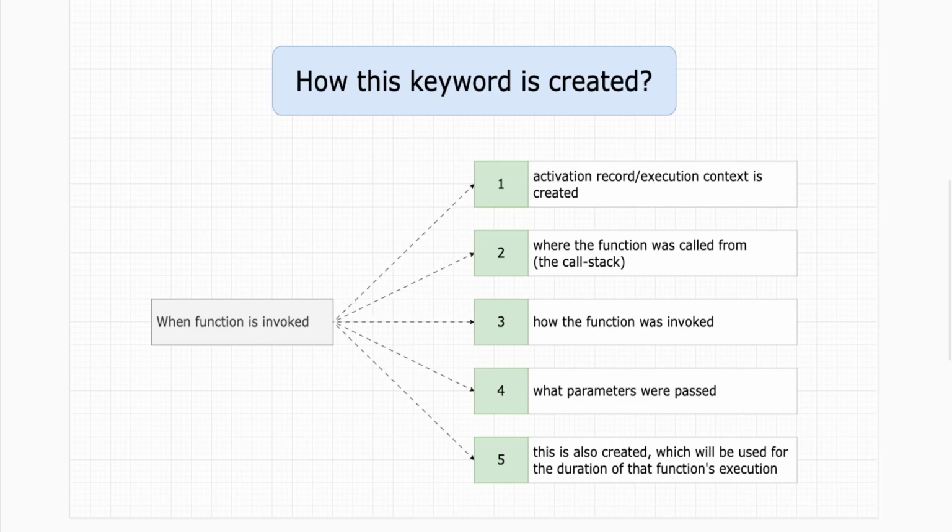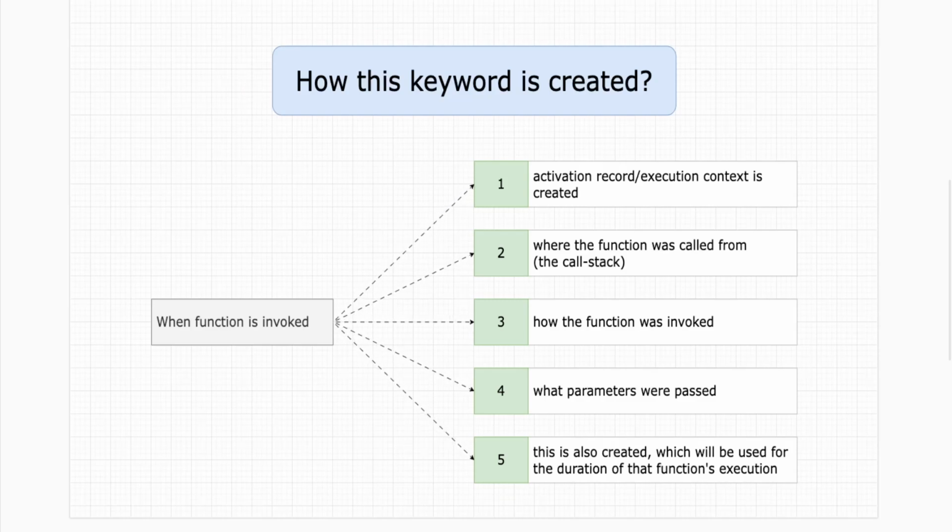The next thing the execution context stores is how the function was invoked, which means whether we are using any object to invoke the function or we are directly invoking the function. The third thing it stores is what the different parameters are that the function is expecting, or what the different arguments are that we are passing to that function.